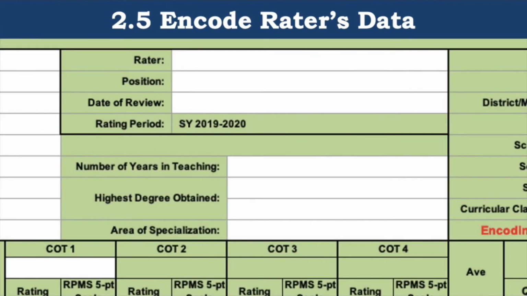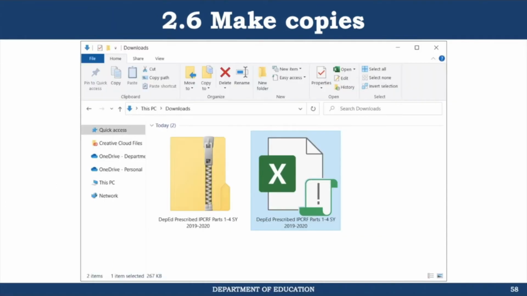Okay, after finishing encoding the school's information and the rater's information, you need to save the Excel workbook and then close it. What we've done so far is basically make a template. Remember, the rater is doing this. He or she must prepare all the IPCRF files for each of the teacher that he or she will be rating.